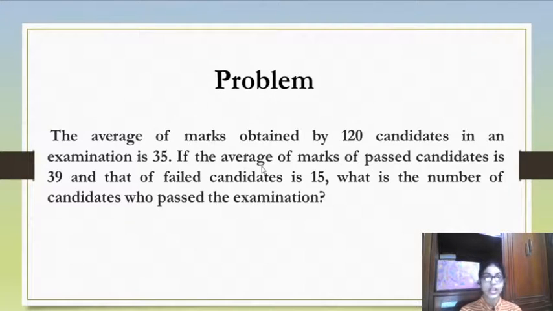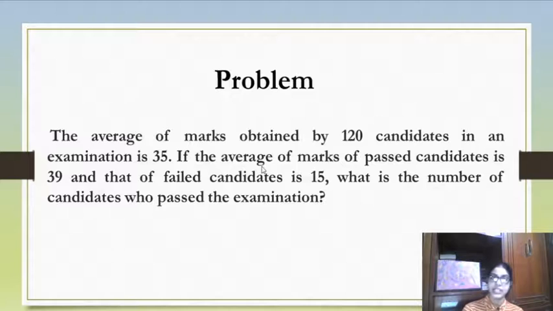So then, if the average of marks of passed candidates, or the candidates who passed, is 39, which means if you take all of the passed candidates and you tally their marks and you find the average of that value by putting in the general formula, you will get the value as 39. And that of the failed candidates is 15. So again, if you take all of the failed candidates and you tally the marks that they got and then find out the average of that, you'll essentially get 15.